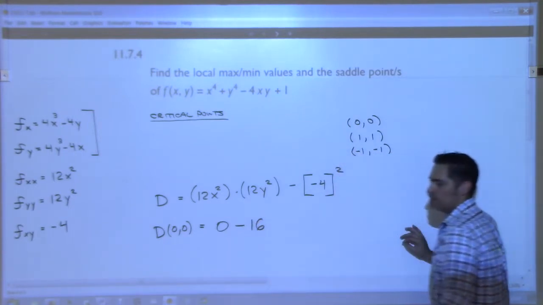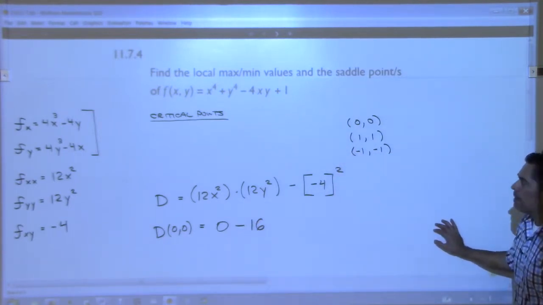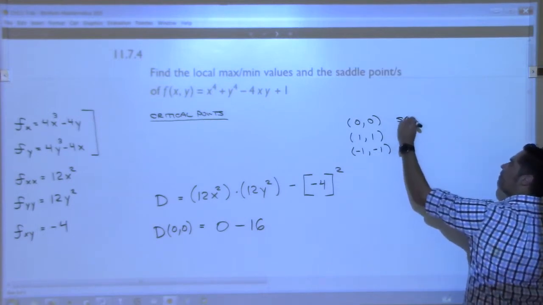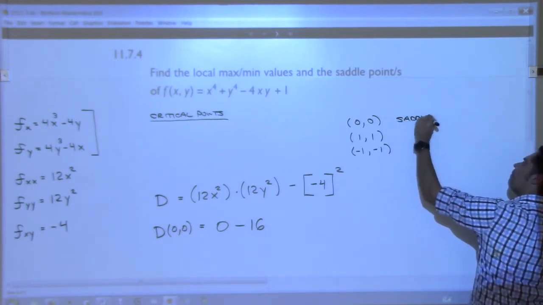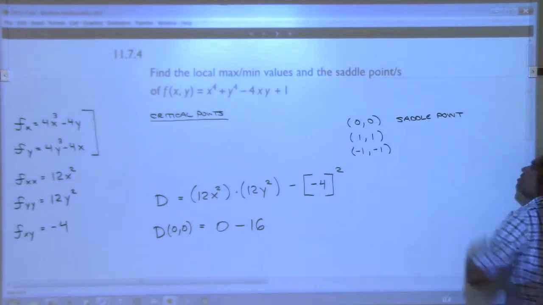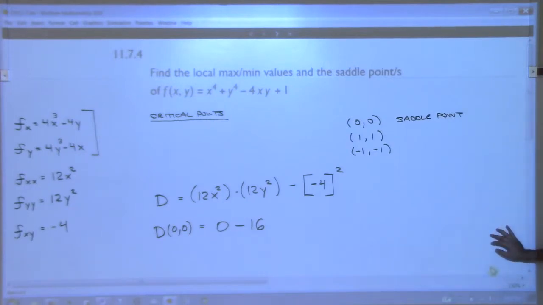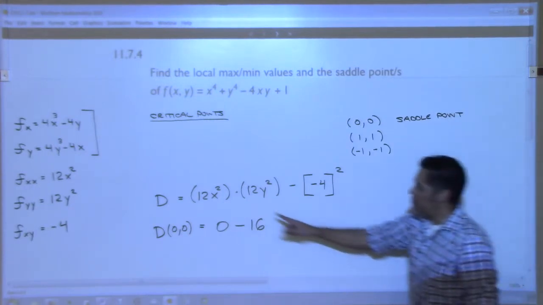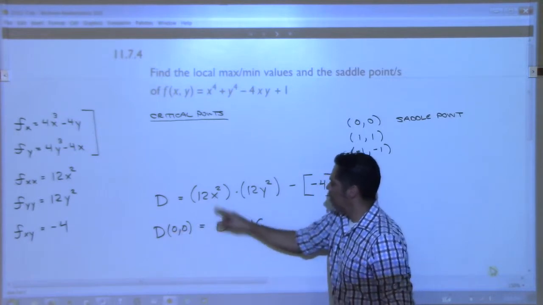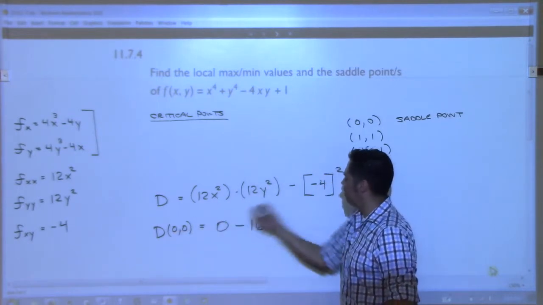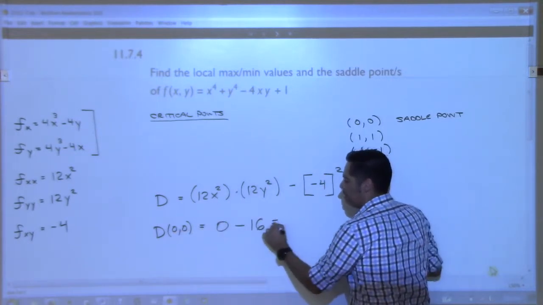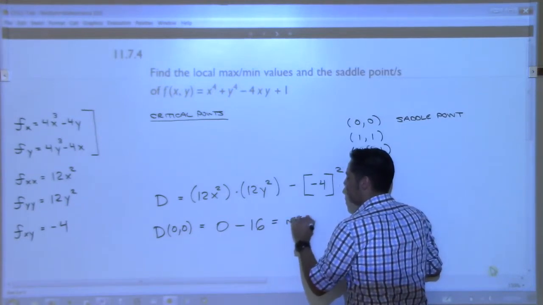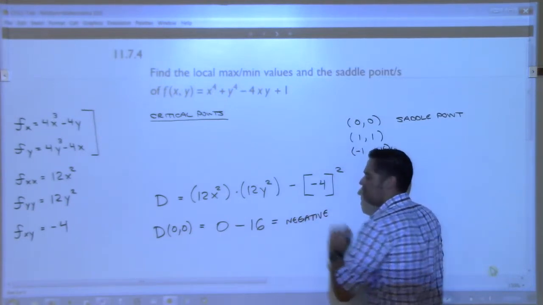What does that tell us? Saddle point. We should have a saddle point at the origin of this surface. Okay, so x was 0, y was 0, that's 0, take away 16, we have a negative number, right? As soon as we see negative, we know we have a saddle.